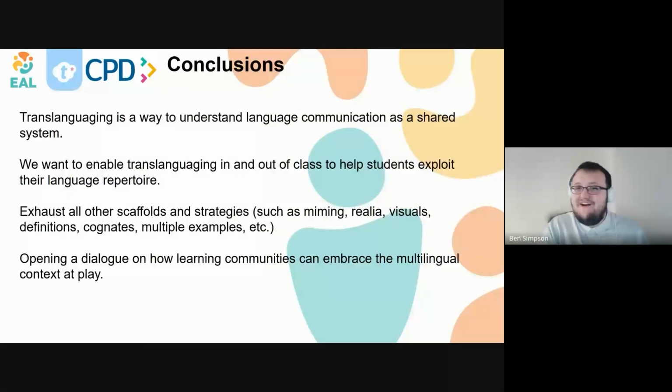So a bit of a rush there at the end, but basically, conclusion. We've looked at the development of translanguaging as a concept over time and applied it directly to the EAL context. We can understand that translanguaging is a shared system of communication with multiple languages. We went through some ideas regarding how we can enable translanguaging inside and outside the classroom so students can exploit their language repertoire. And we've understood that translation is a tool that we use sparingly, but we should try to use other scaffolds and strategies first. And obviously, hopefully we've opened a dialogue on how language learning communities can embrace the challenges of their multilingual context.